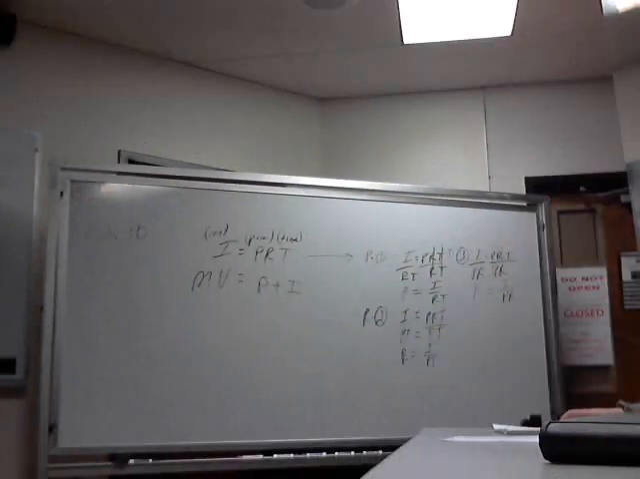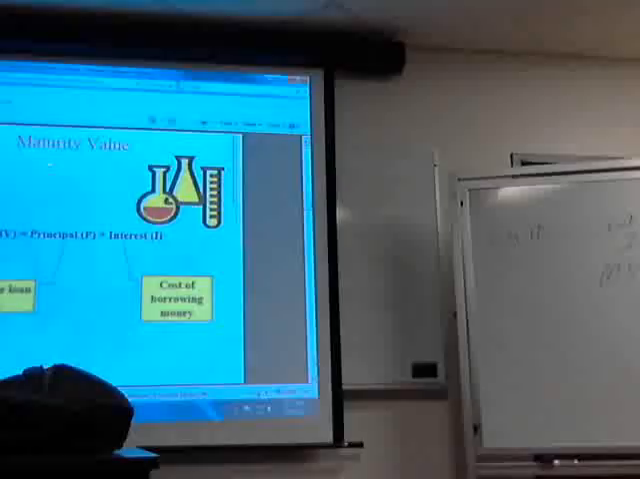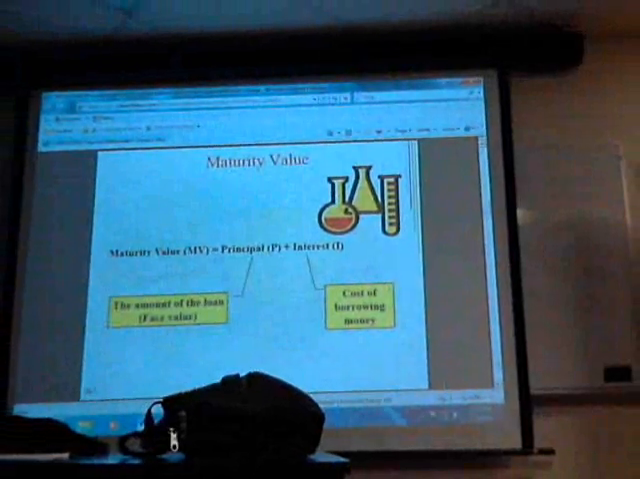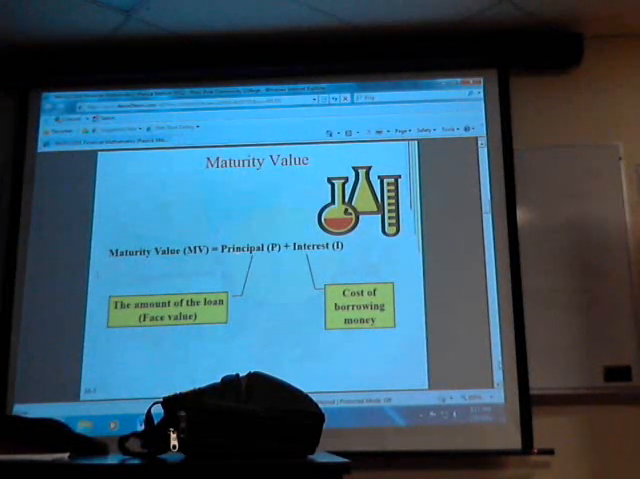Okay, so up here on the screen, the very first slide is something called maturity value. I've written the same formula over here. Maturity value: the principal plus the interest. But let's talk about what these things mean first before we really define maturity value.